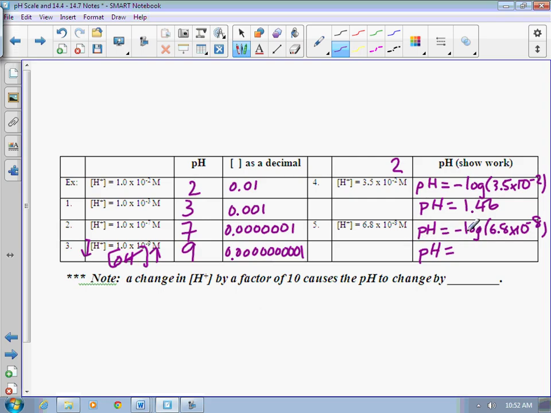All right, so go ahead and punch this one in. pH equals negative log of 6.8 times 10 to the negative 8th. The answer for this one comes out to 7.17.